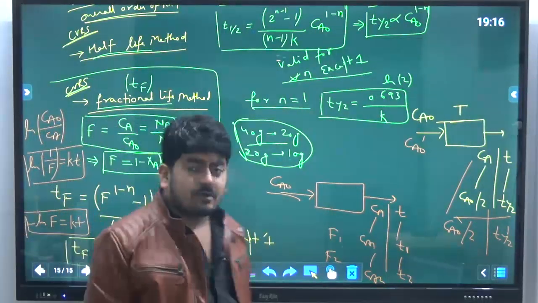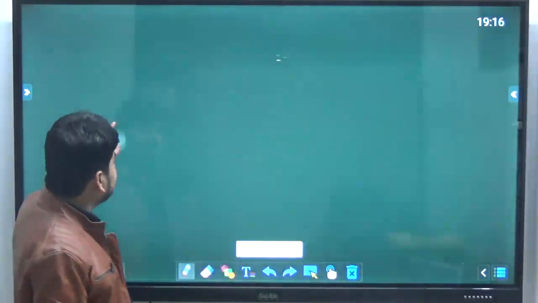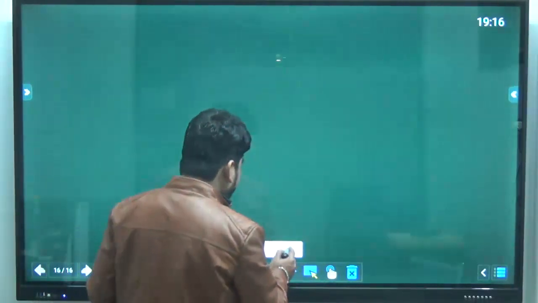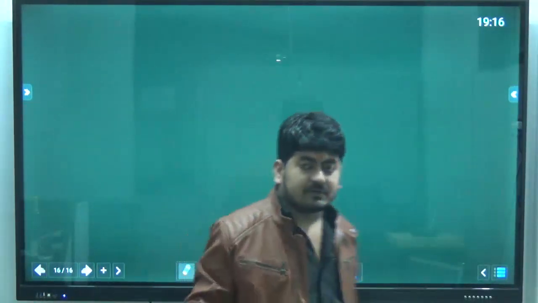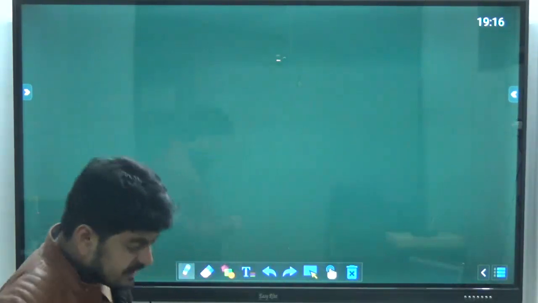So I hope guys all these methods are clear to all of you. Okay, so this is something about the chemical reaction engineering kinetics part. Here we can say the kinetics part is clear, complete, for the single reaction system. This is the kinetic equation, kinetics part for the single reaction system.